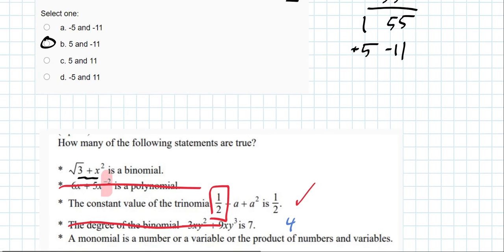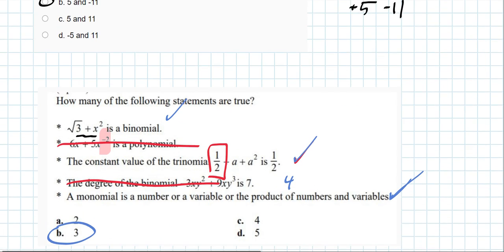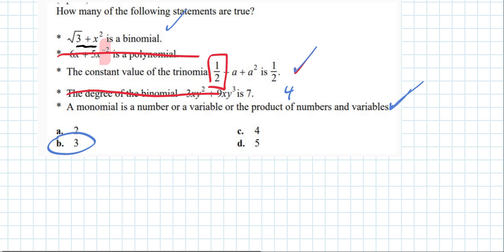And next, oops. A monomial is a number or a variable, or the product of numbers and variables, which is a lot of writing to say that it could be a letter or a number together with a letter, which it can be. It can be any of those things. So, yeah, that's true. So this one was true, this one was true, this one was true. 3 of them were true. I think that's the last question on this assignment. Post these up soon.